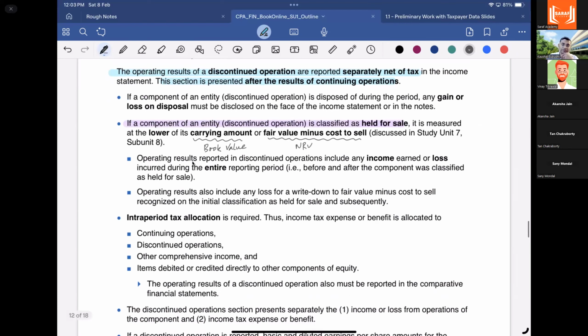All right, so operating results reported in discontinued operations include any income earned or loss incurred during the entire reporting period. Operating results also include any loss for a write-down to fair value minus the cost to sell recognized on the initial classification, right? So just give it a reading over here. Operating results reported in discontinued operations should include any income or losses for that entire reporting period.